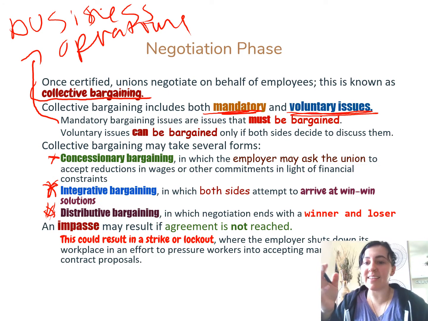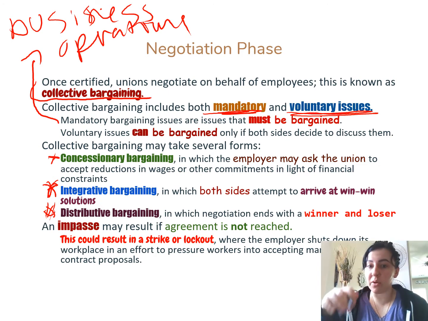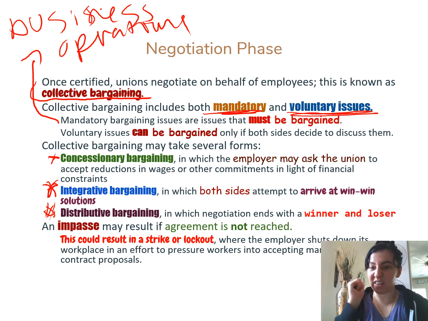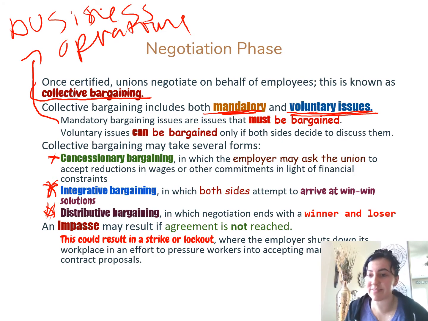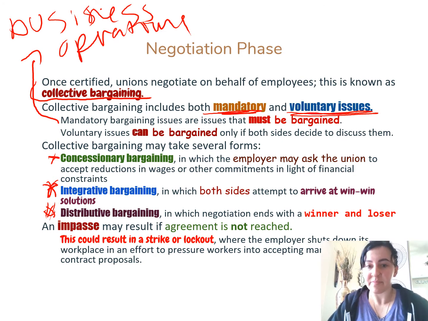So a strike is when the union or the employees are mad. They're like, we're not gonna take it, right? And so they strike, they'll do picketing and things like that. Now a lockout, that's when the employer's mad. That's when the employer's not going to take it, and the employer locks the doors and shuts out the employees, and they can't come to work.